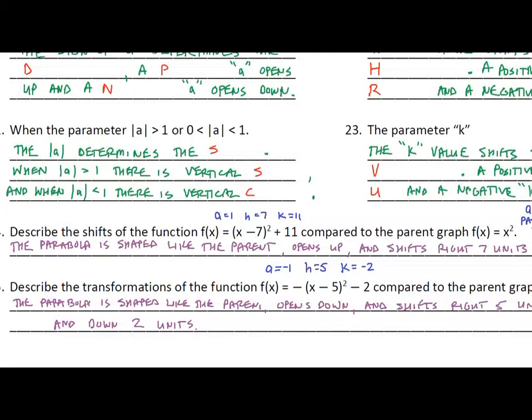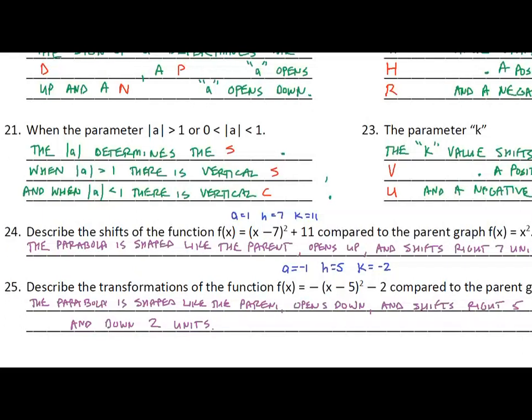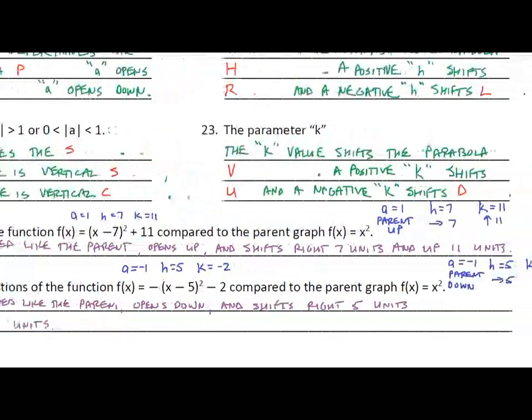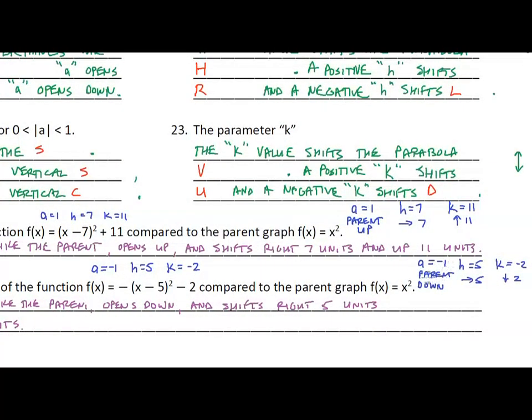Take a look at number 25. Describe the transformations of the function f of x equals negative (x minus 5) squared minus 2 compared to the parent graph. Well, here let's identify a, h, and k again. A is negative 1, h is 5, k is negative 2. What do those things do? Well, the a equals negative 1. That's still the parent function, the parent shape, but now it opens down because a is negative. H equal to 5 means it shifts right 5. K equals negative 2, that means it shifts down 2.